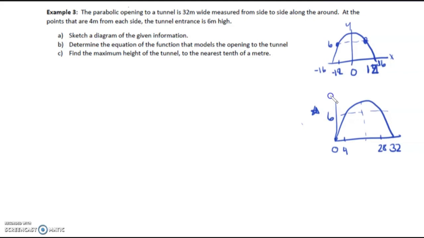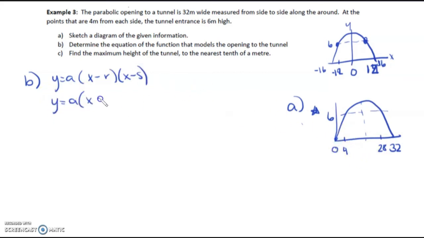Determine an equation of the function that models the opening to the tunnel. Okay, so for part A, let's use factored form. So y equals a(x minus r)(x minus s). Okay, in this one, we're going to use 0 and 32. Okay, x minus 0, x minus 32. And I'm just going to simplify this a little bit. So ax(x minus 32).